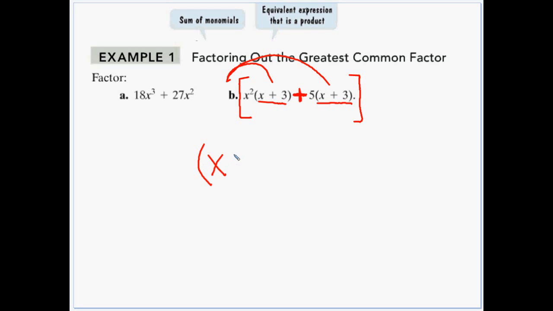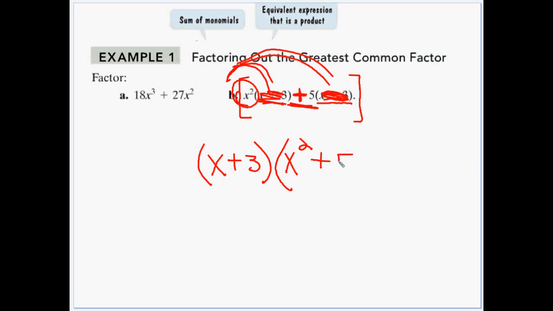So bringing out here, we have an x plus 3. Now let's see what's left inside. We've factored this out entirely, so we're left with an x squared. And we factored this x plus 3 term out in front, so we're left with a plus 5. X squared plus 5 is the remainder that make up the second binomial.